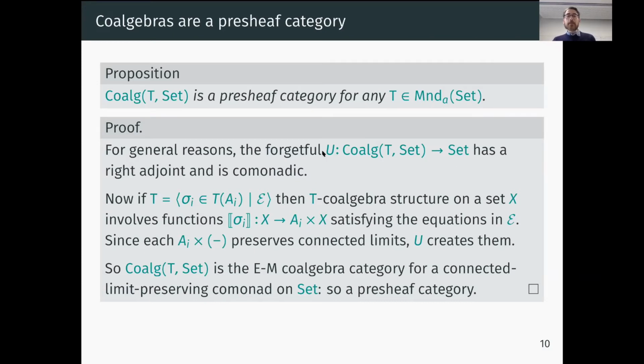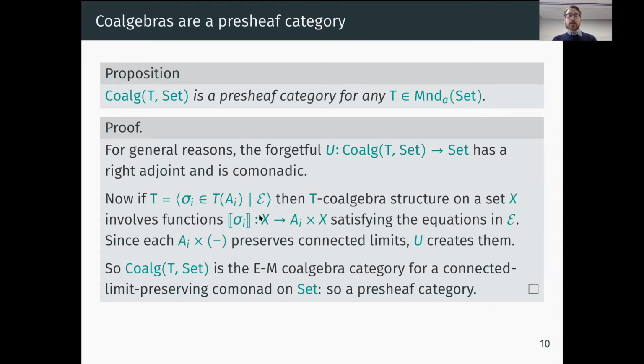All right, but we can say a bit more. So what is a T coalgebra structure on a set X? Well, remember, if T is a monad generated by these operations sigma_i in T(A_i), then this T coalgebra structure involves giving functions from X into A_i times X subject to the equations in E. Okay? All right, now if you look at that, this functor here, A_i times blank, doesn't preserve all limits because it doesn't preserve the terminal object, but it does preserve all connected limits. Okay?